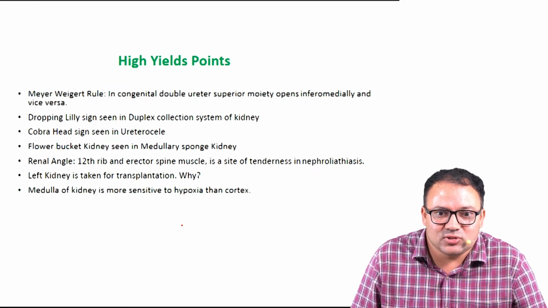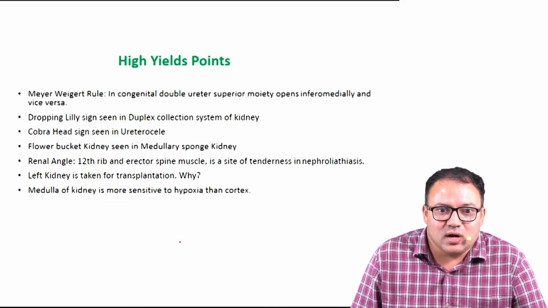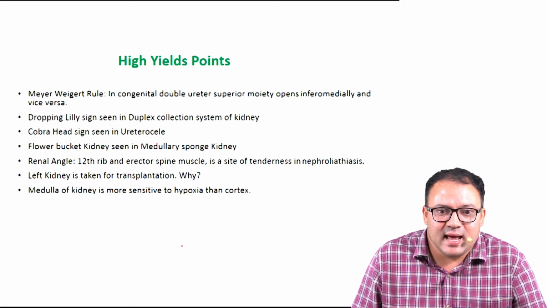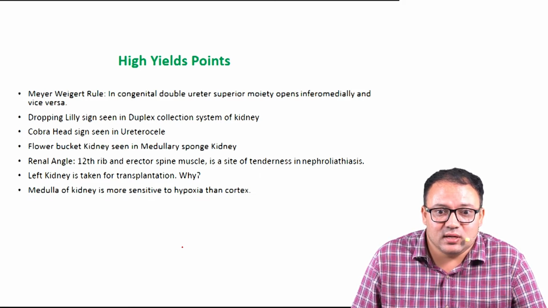Some high yield points I would like to talk about here. There is one rule called the Meyer-Weigert rule. It says that in congenital double ureter, the superior moiety opens inferomedially and vice versa. The ureter that arises from the superior part of the kidney opens into the inferior medial part. It means when there are two ureters in a developing embryo, the ureter that starts from the superior part opens inferomedially, and the ureter that starts from the inferior part opens superomedially.